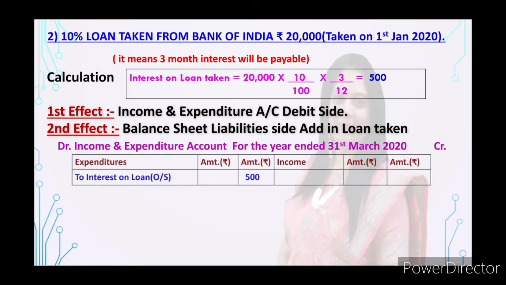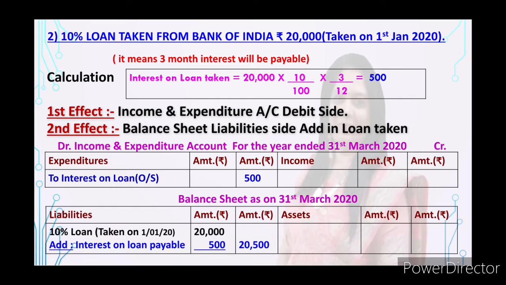Here you can see in the income and expenditure account debit side it is written, interest on loan 500 rupees, and in the balance sheet liability side, 10% loan taken 20,000 plus interest on loan payable 500. So the total amount 20,500 will be recorded in the outer column.